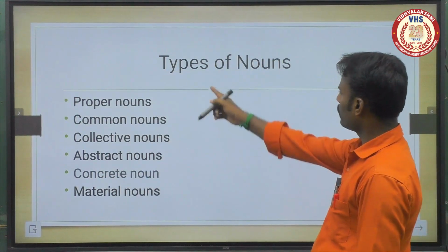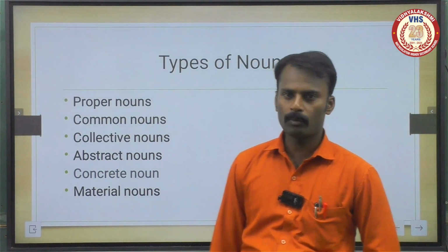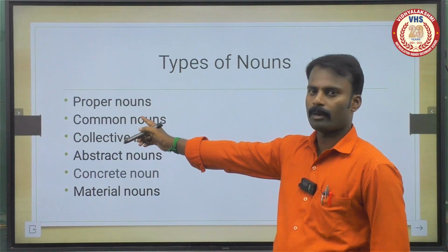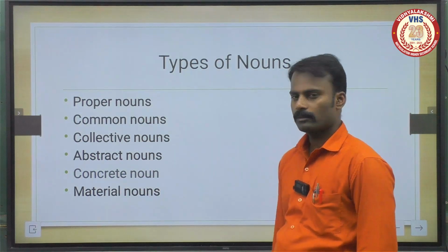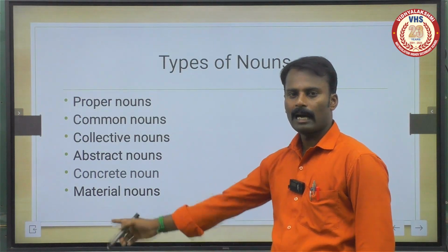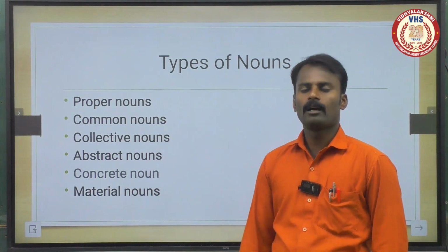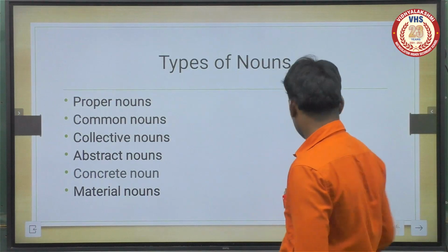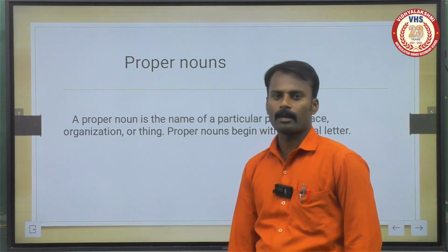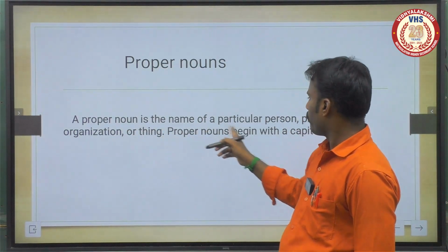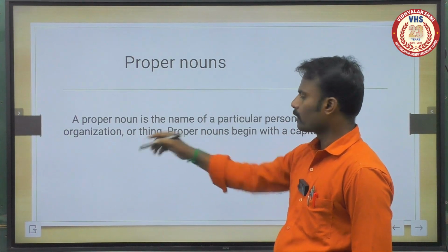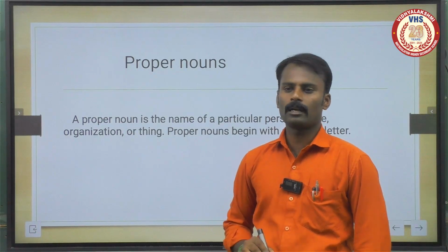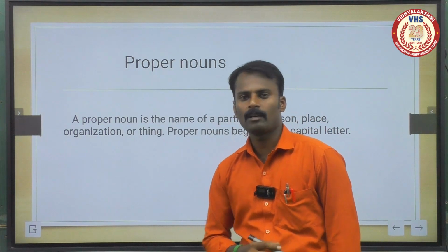What are the types of noun? Noun has been divided into many types. The first one is proper noun, then common noun, collective noun, abstract noun, concrete noun and material noun. Among these types of noun, we are going to see proper nouns. So what is proper noun? A proper noun is the name of a particular person, place, organization or thing. Proper nouns mean a particular person or particular place or particular thing. That is called proper noun.